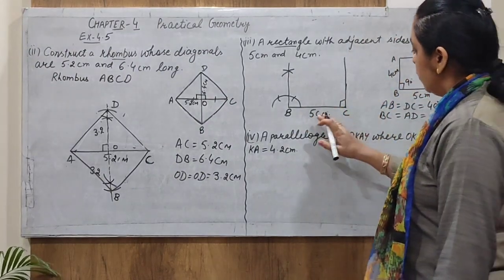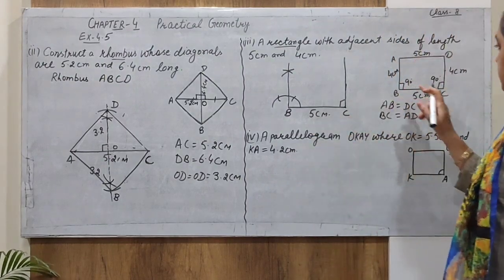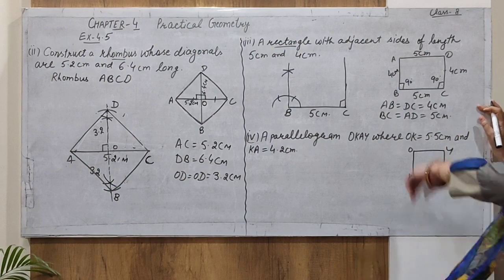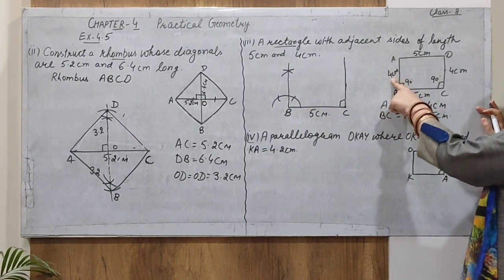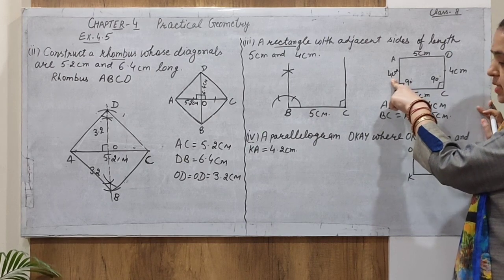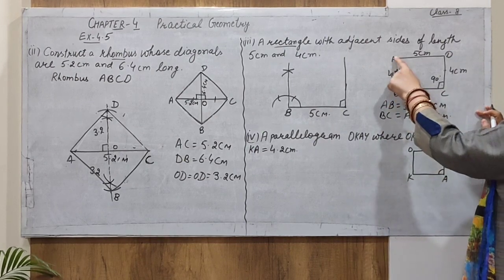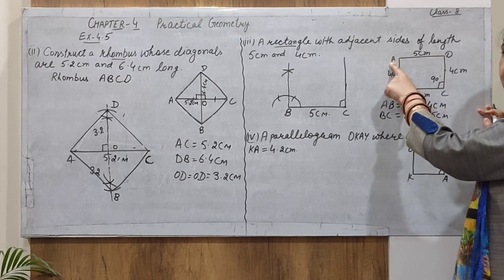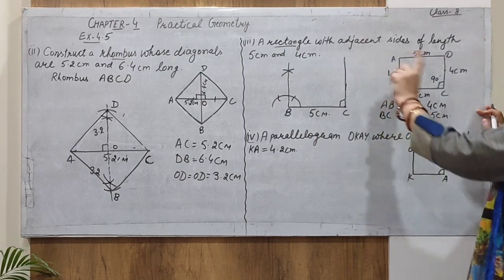Now, one line is BC, the base. Now, see the length of the other sides. From B, the point A is at 4 centimeter distance. So considering B as center, draw an arc which is selected as point A at a distance of 4 centimeter.